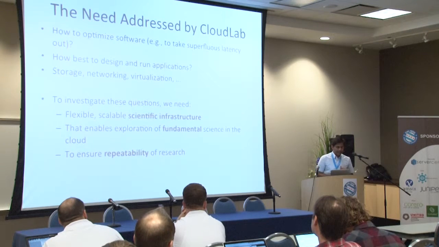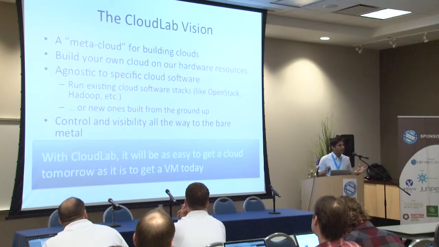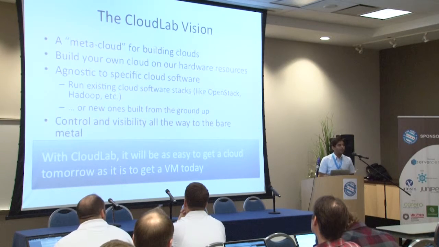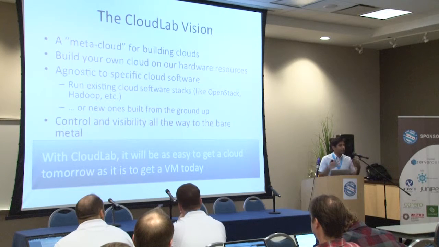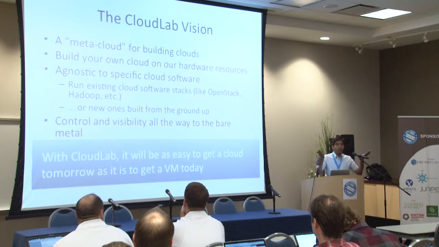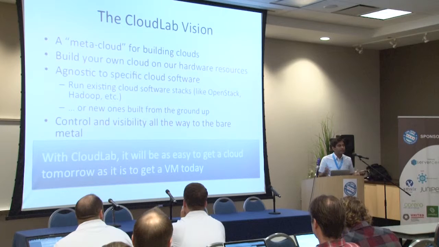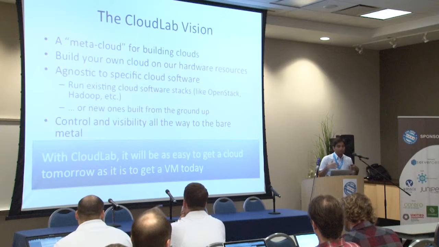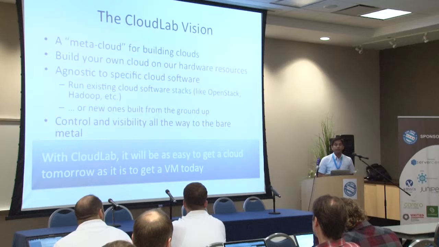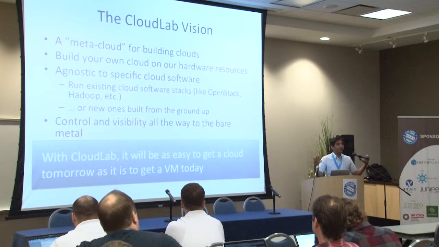So the CloudLab vision is the following. The first thing I want to mention is that CloudLab is not a cloud. It is a meta cloud in the sense that as a researcher, you get to build your own cloud on the hardware resources that we provide to you. We are not tied down to any particular cloud software. We are agnostic to cloud software. You can run existing software stacks, for example, OpenStack or Hadoop or whatever else they might be. Or you may build your own stacks from the ground up, deploy your own kernels, make custom modifications, build your own schedulers for cloud computing applications, what have you. And the key thing though is that no matter what you build, CloudLab gives you control and visibility all the way down to the bare metal. And from researchers' point of view, we want to make it very easy to use. Today you can spin up a VM incredibly easily in a place like EC2. We want to make it as easy to spin up a cloud or a data center instance in CloudLab.